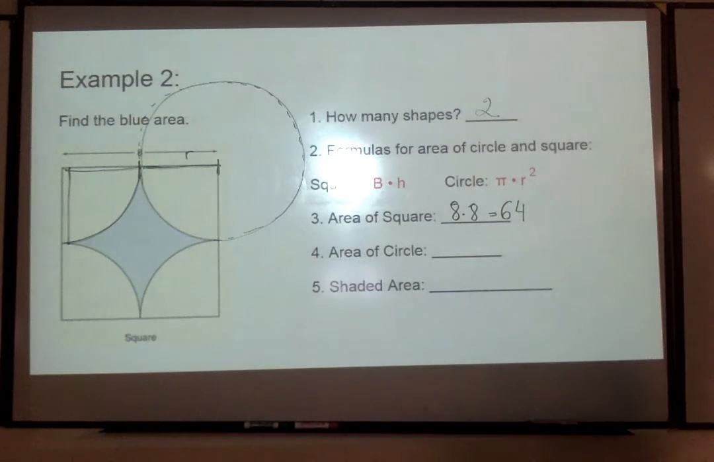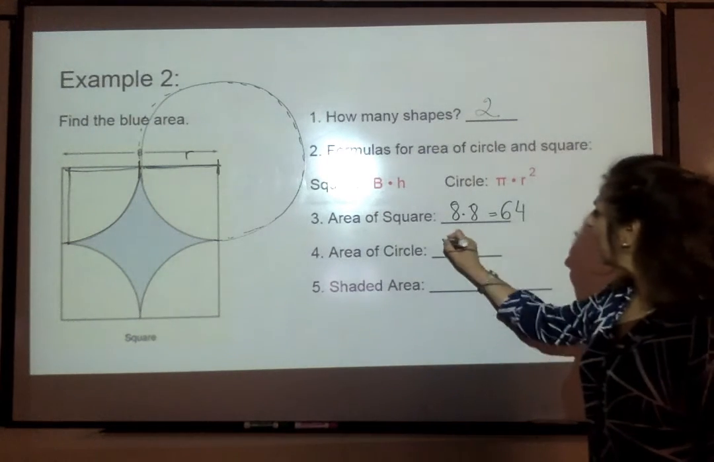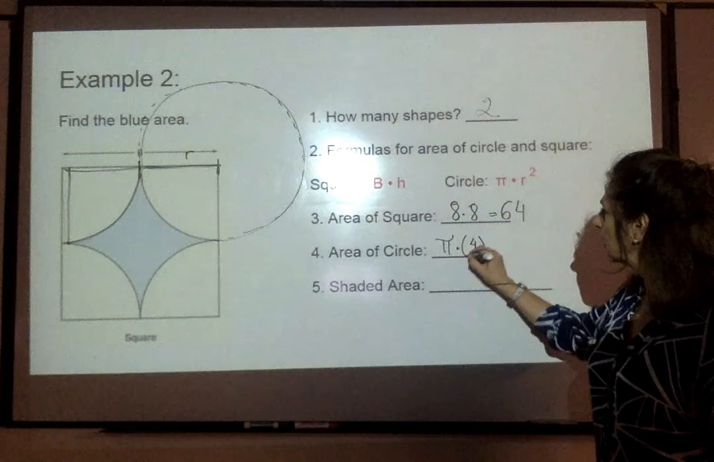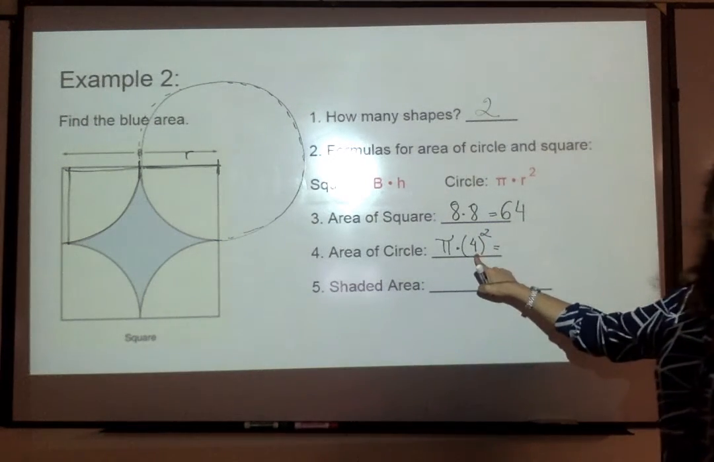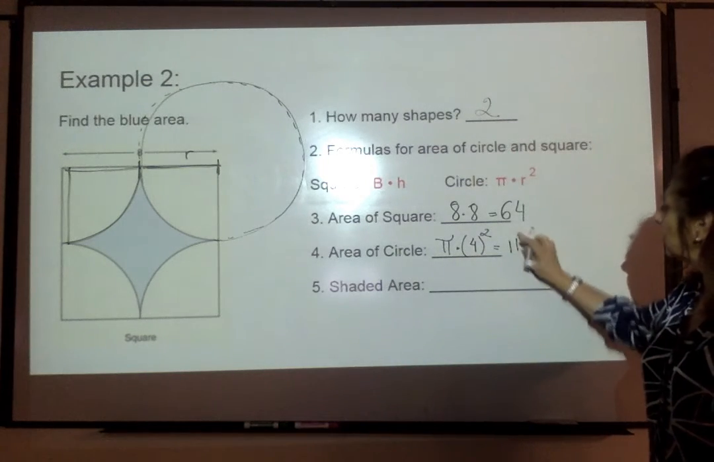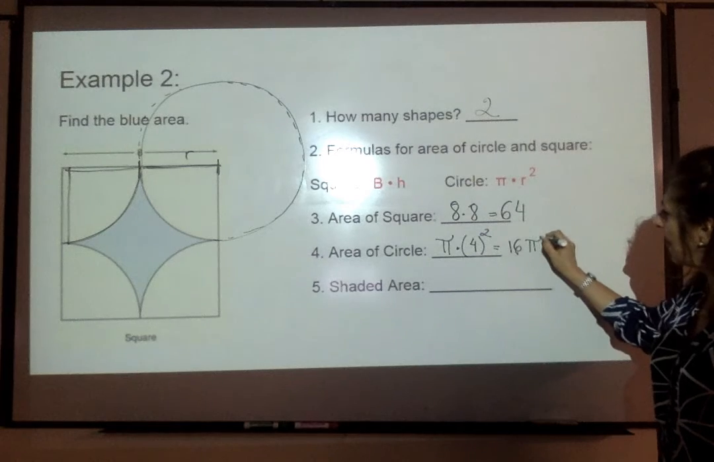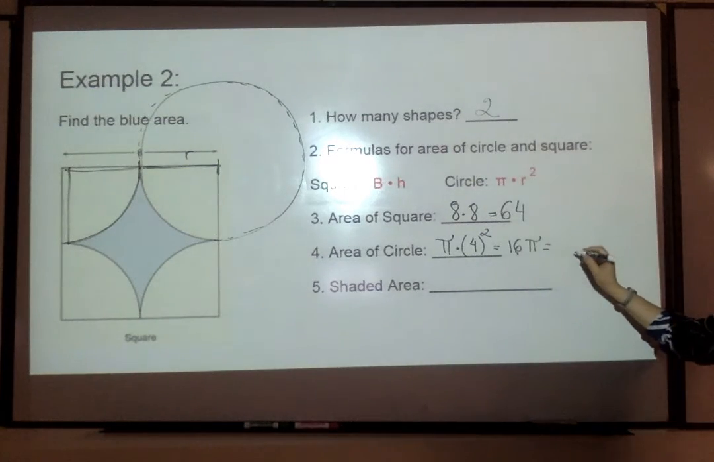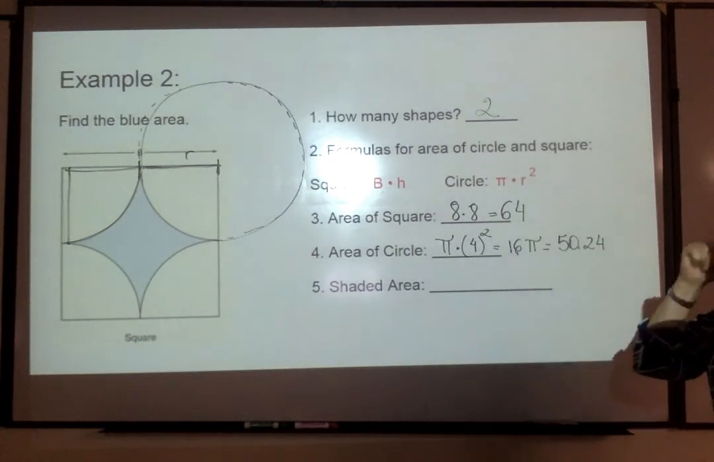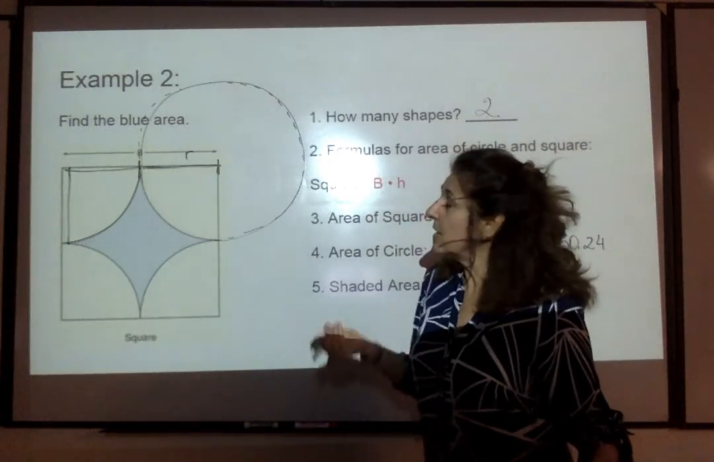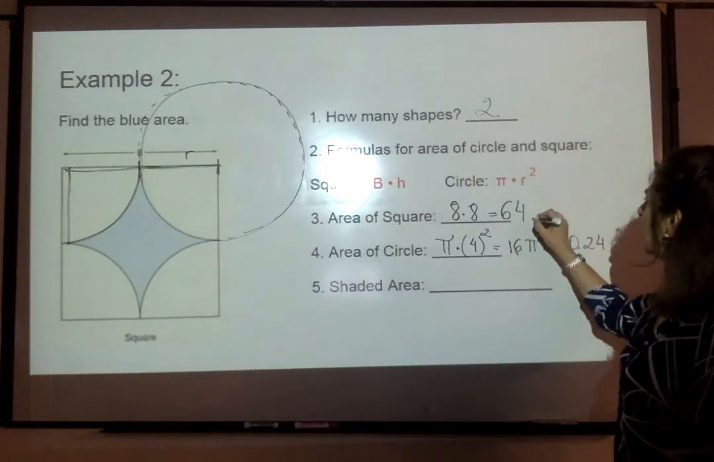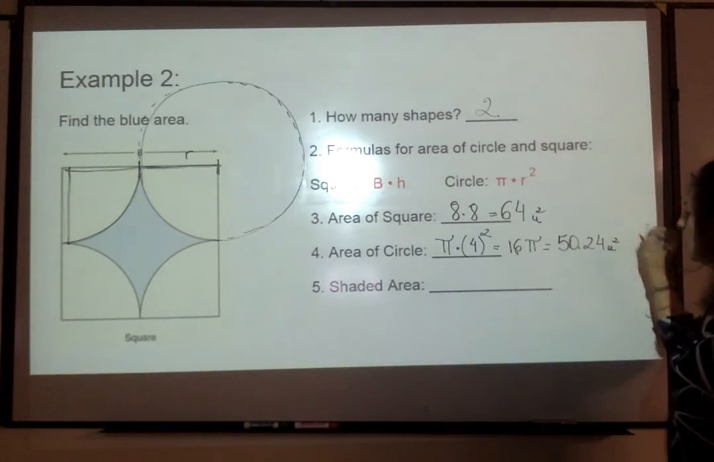So the area of the circle is going to be what? Pi times r, which is 4 squared. 4 squared is 16. So I use 16 times pi, which is the same as 50.24. Again, there are no measurements here. They don't tell you the unit. There are measurements, they just don't tell you the unit that we are using. So the unit here, I am just going to call it unit square.